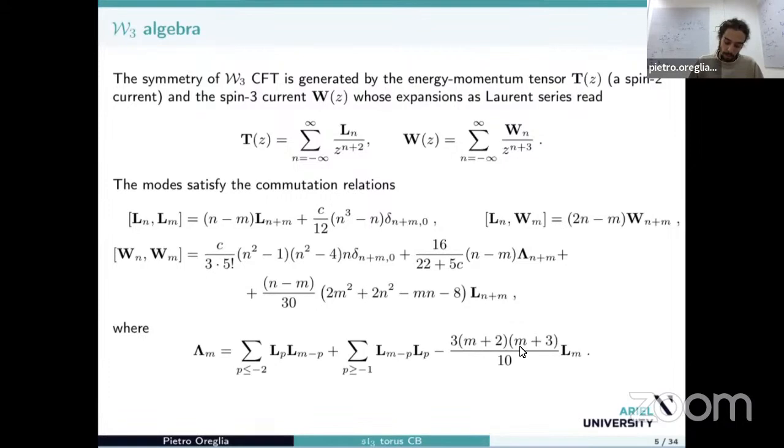And here we have the commutation relation between the L modes and the W modes, which gives us also the spin of the new current. And then this nonlinear commutation relation between the W modes. It's important that it is not a linear relation, because actually it's not a Lie algebra, but it was found that it satisfies the Jacobi identities anyway.